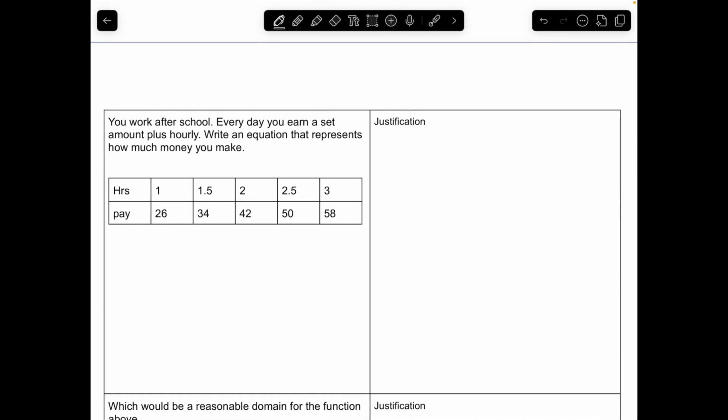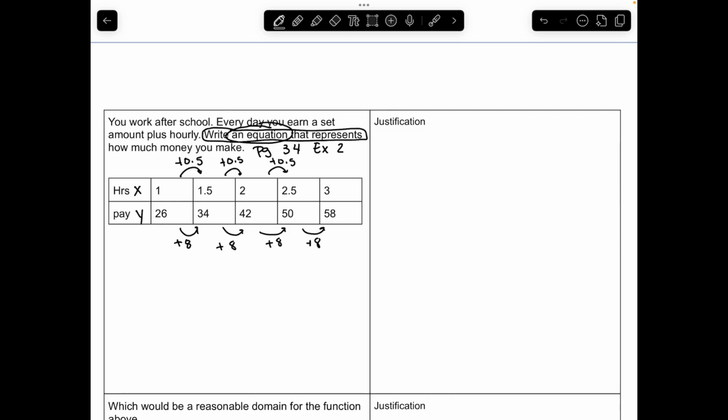This one right here says write an equation that represents how much money you make. I think this is in page 34. Page 34. Right, example 2. So if we have a table like this, and it wants you to write an equation, remember, you just find the difference. This is plus 0.5, plus 0.5, plus 0.5, and this one's going to be plus 8, plus 8, plus 8, plus 8.